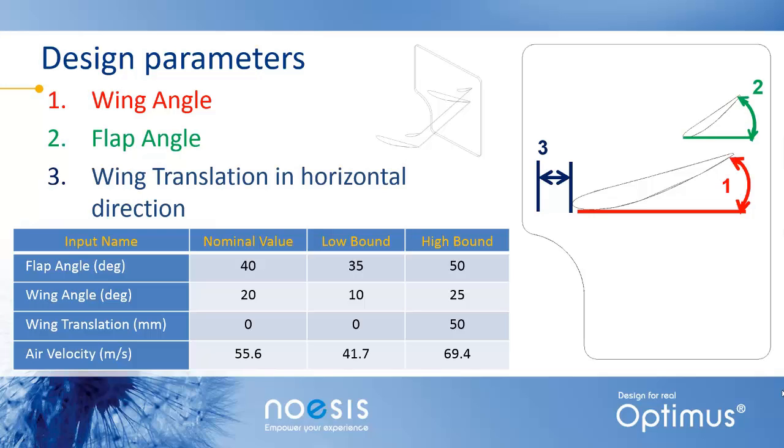The design parameters that we're going to be looking at, so the input parameters that we will be making changes to, are relatively simple here. There are three parameters. One is the angle of the wing, the second is the angle of the flap, and the third is the wing translation in the horizontal direction. In addition, we'll be looking at three separate air velocities: 42 meters per second, 56 meters per second, and 69 meters per second.